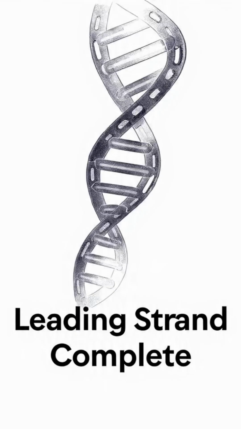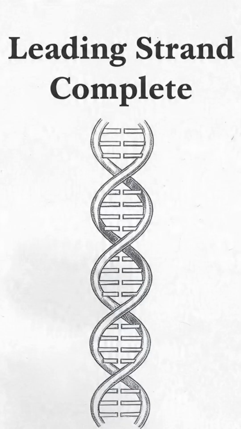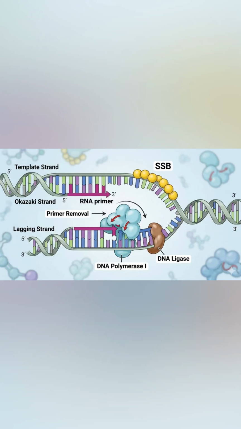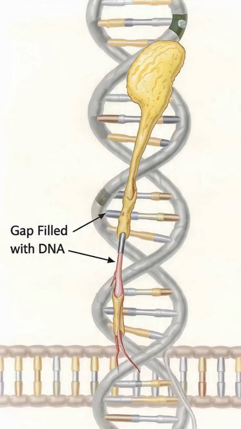Leading and lagging strand completion. Leading strand nearly complete. The leading strand extends smoothly and is almost done. Lagging strand fragments almost connected. Okazaki fragments are still unjoined. Ligase seals fragments. Ligase glues Okazaki fragments into a continuous strand. Primer removal. RNA primers are removed by polymerase or exonuclease. Gap filled with DNA. Gaps left by primer removal are filled with DNA bases.